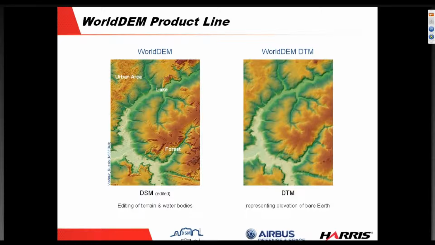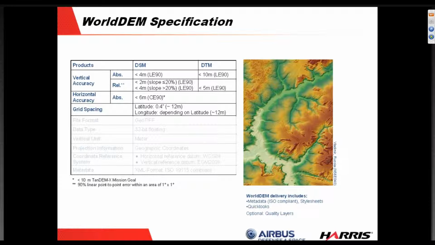Some words on the specification. First, the accuracy numbers. The absolute vertical accuracy for the DSM is better than 4 meters, LE90, and a relative accuracy in areas less than 20% slope is better than 2 meters even. For the DTM, we have absolutely 10 meters and relatively 5 meters. Horizontal accuracy for all the products is 6 meters.